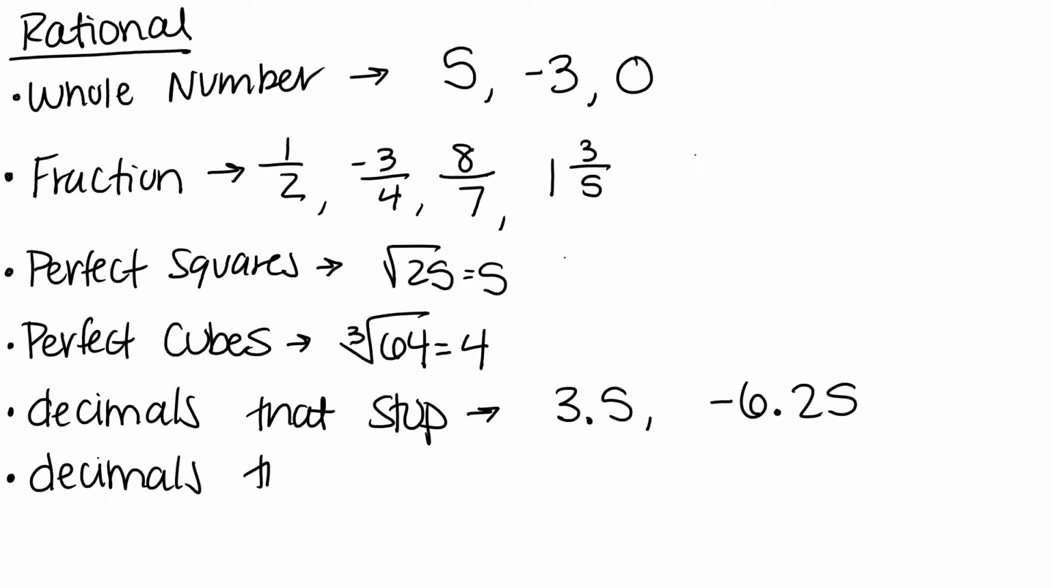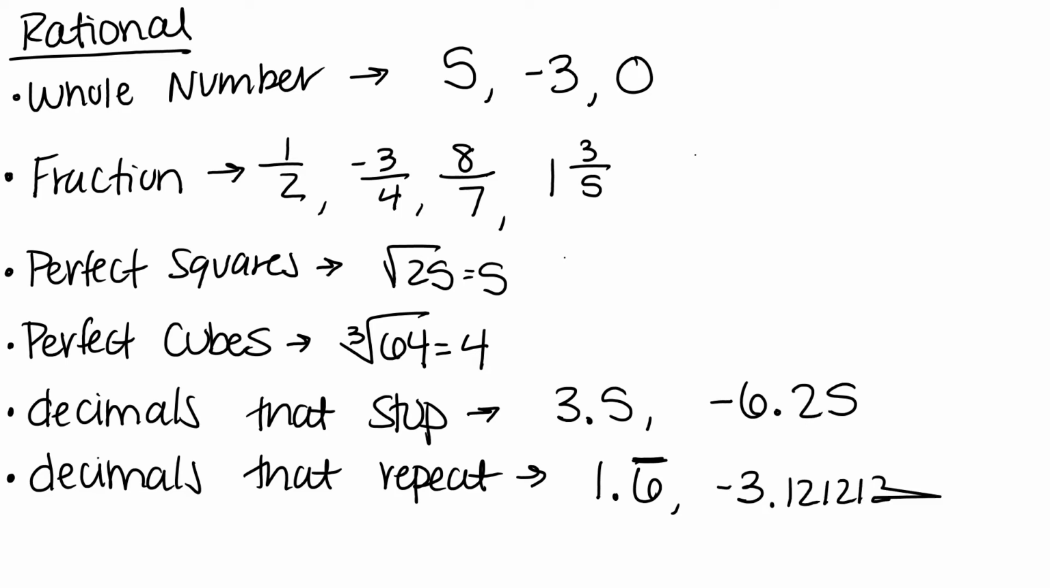Decimals that repeat are also rational. So for example, 1.6 repeating, typically the repeating decimals have the line on top. They are rational. Even if they don't have the line on top, negative 3.12121212, on and on and on, and they'll have these dots at the end, it is still repeating the same pattern, 1, 2, 1, 2, and so it is also rational.